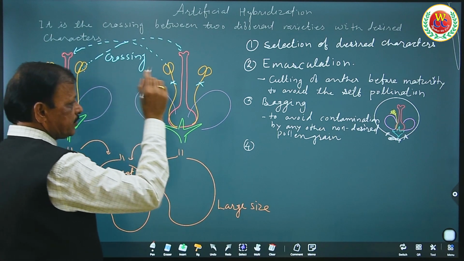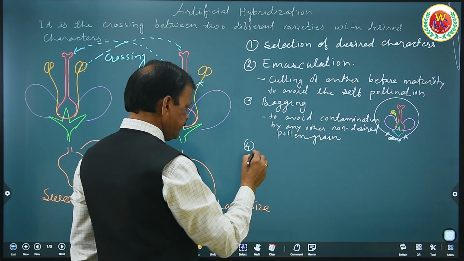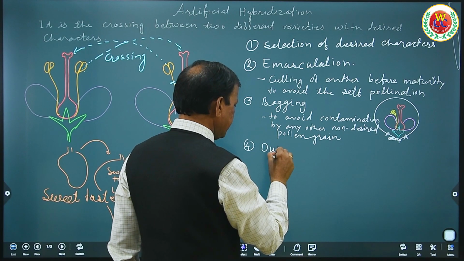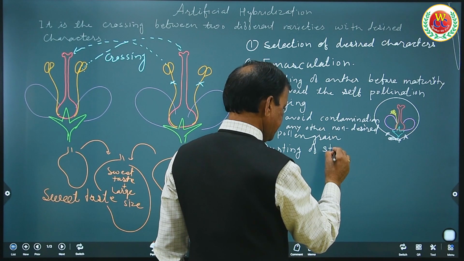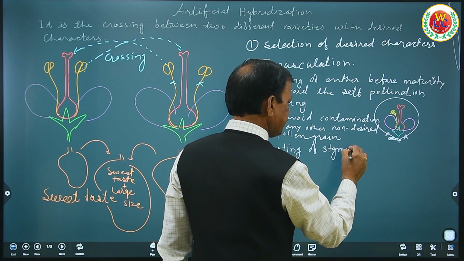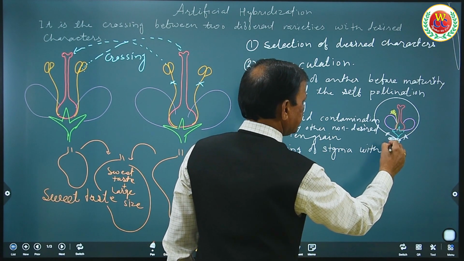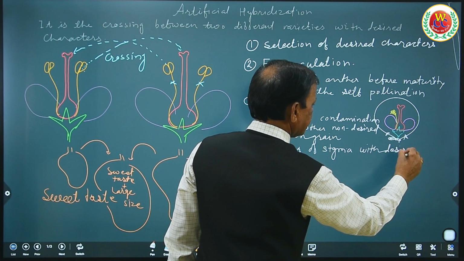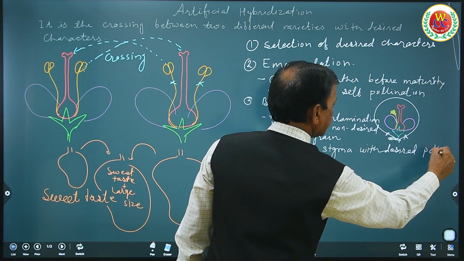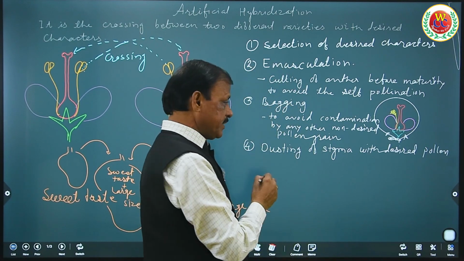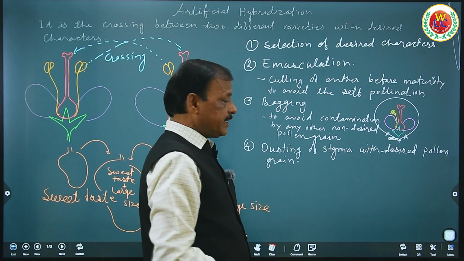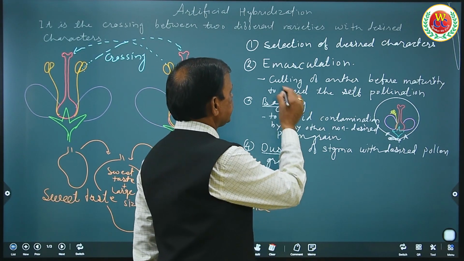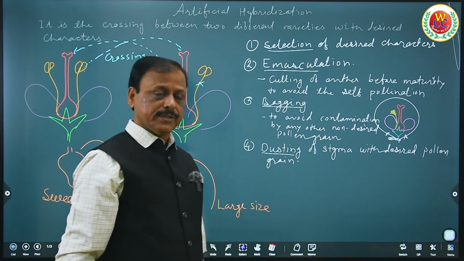Kesar mango to the stigma of the flower. So, dusting of the receptive stigma with desired pollen grain, or pollen grain from the desired plant with the desired character. So, this is the next step, dusting, very important. Bagging, emasculation, selection, these are the key words.